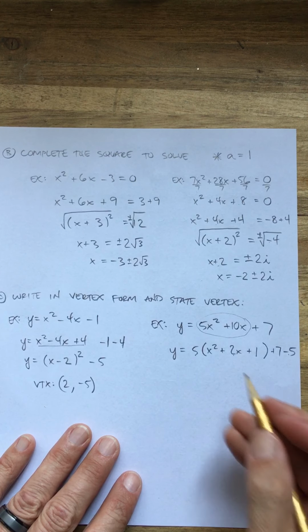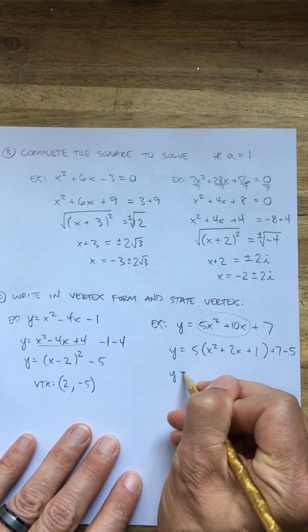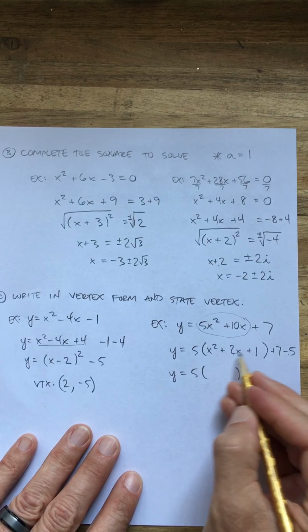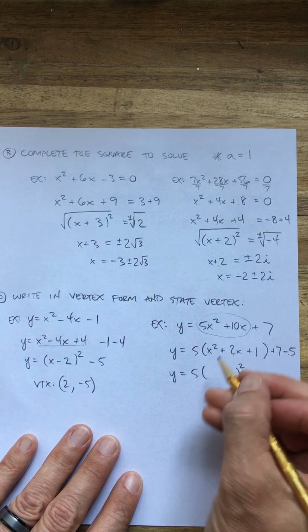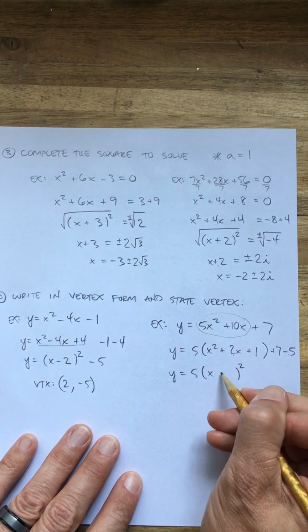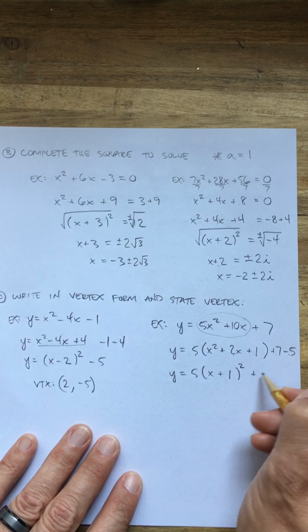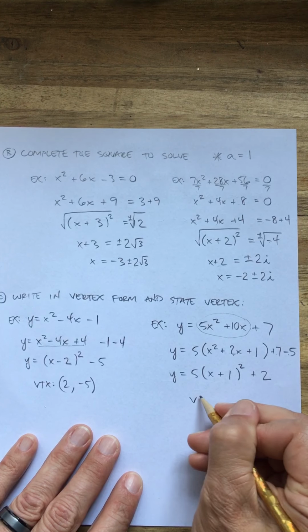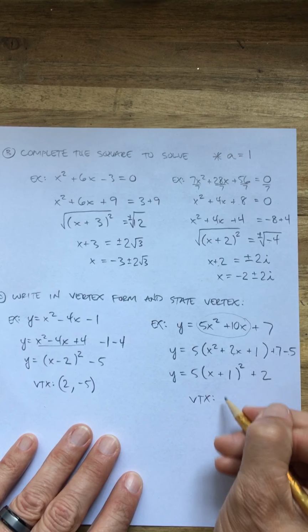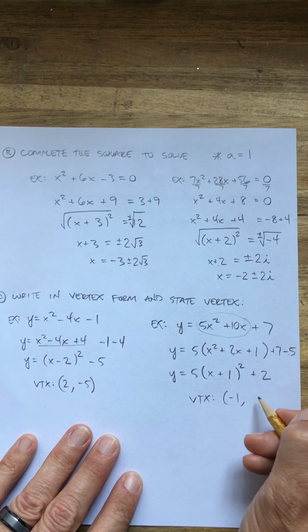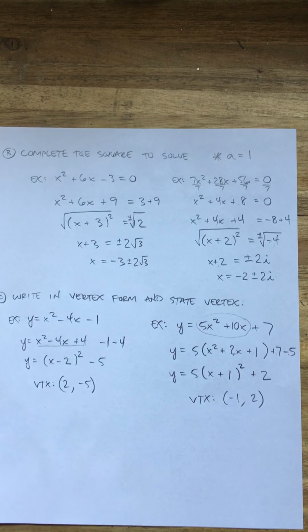All right, and now check it out. We have y equals 5 parentheses, something squared. This is a perfect square trinomial, so now it's just x, cut that in half, you get plus 1. And then 7 minus 5 is 2, so plus 2. And here's the vertex. H opposite, negative 1. K, keep it the same, is 2. And that's that. All right, guys, good luck.